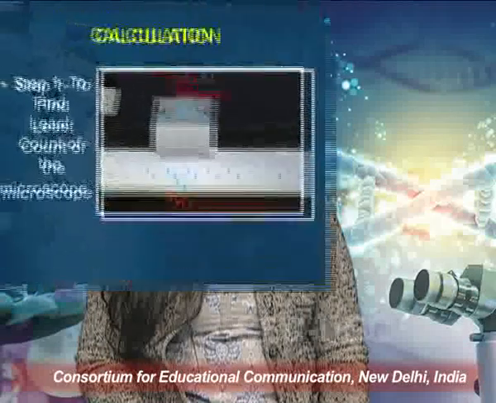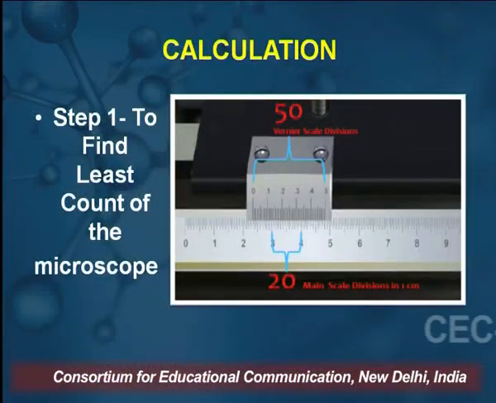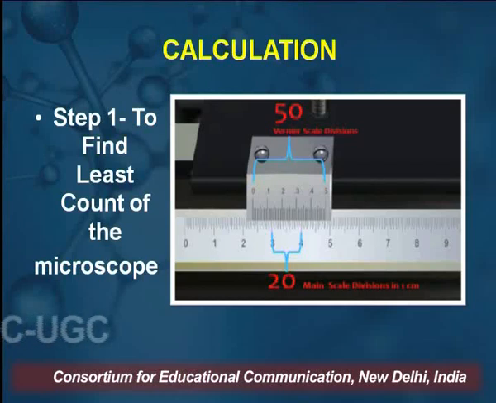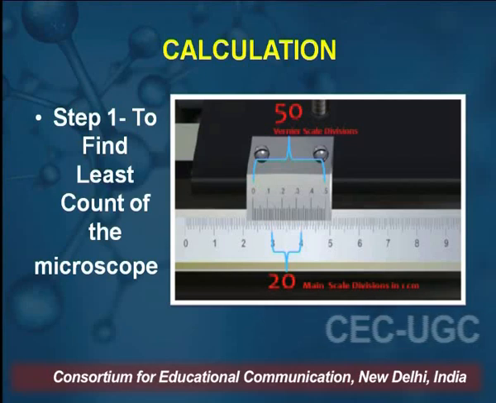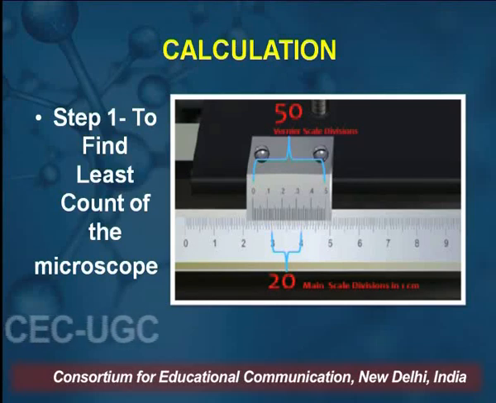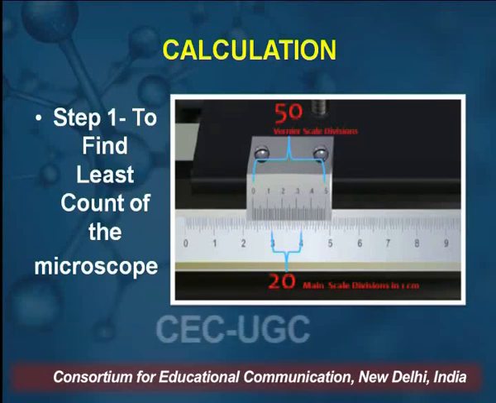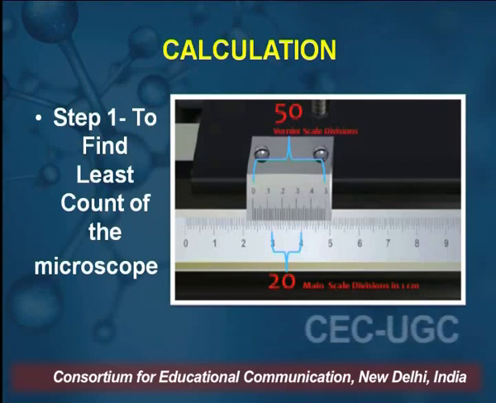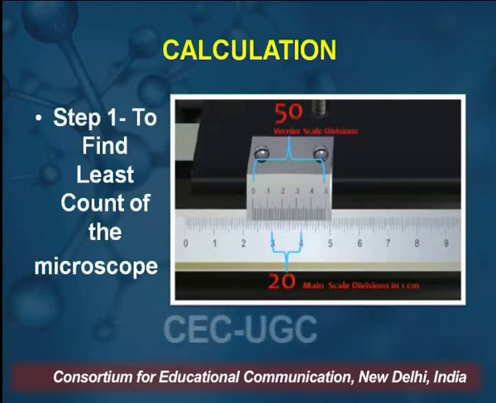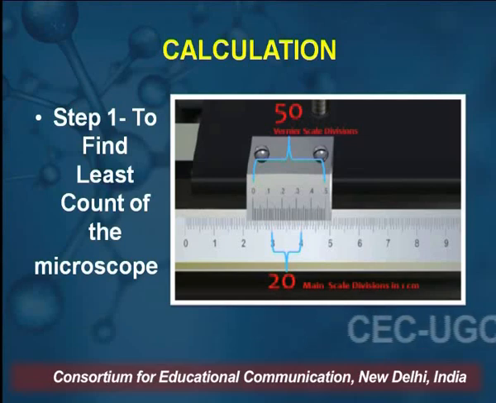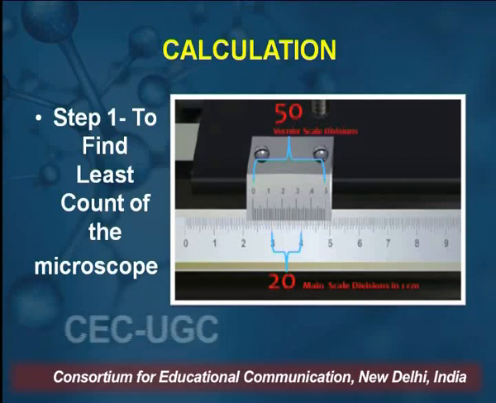Now see, this is the first step where we will find the least count. At the upper part we see the microscope reading. In this diagram on the right hand side we have two scales, one is the vernier scale and the other is the main scale. The main scale has the larger length, marked from 0 to 9, and the smaller scale is the vernier scale. From here we can calculate the diameter of the rings.